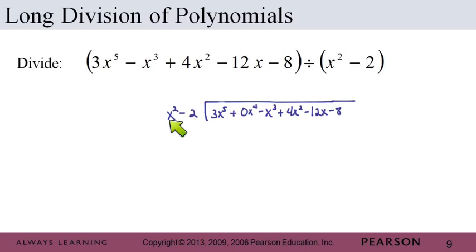How many times will x squared go into 3x to the fifth? Well, if I reduce this, I get 3x to the third. So I'll put that here as my guess. Now let's multiply back. 3x to the third times x squared will be 3x to the fifth. 3x to the third times negative 2 will be minus 6x to the third. Now notice it's x to the third, so I do not want to line it up under my x to the fourth term. Let's line it up under x to the third.